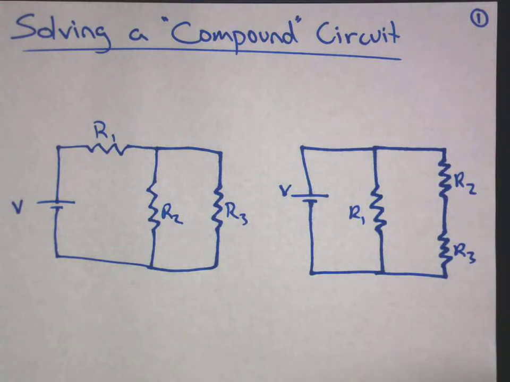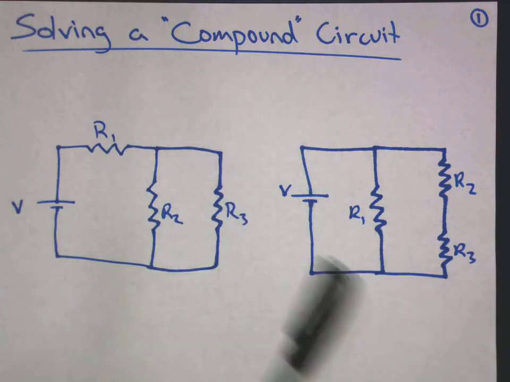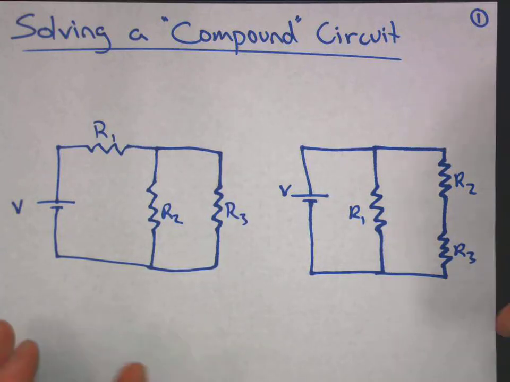In this video, we're going to look at circuits that have something in series and something in parallel. You call that a compound circuit. It's a combination. You might call it a combination circuit. It's the same kind of idea.